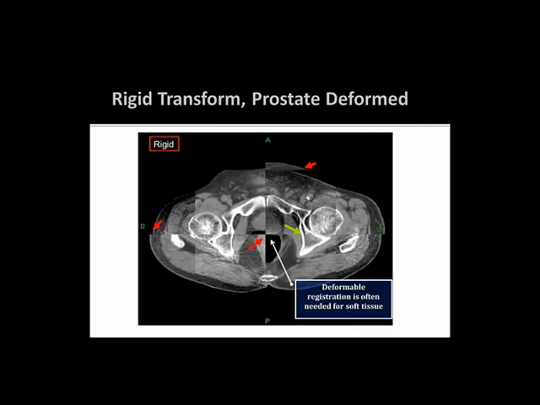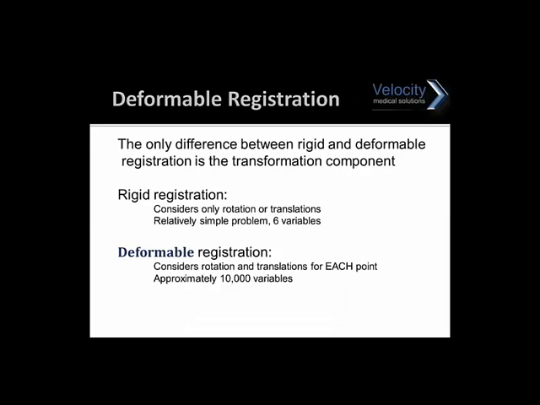Okay, next we're about to start the Deformable, and the only difference in this example between the two is the transformation component. The cost function is still the same. We're still trying to minimize the Hounsfield units, but now increasing the degrees of freedom and the complexity by using the transform of a Deformable to move each of those individual points around.